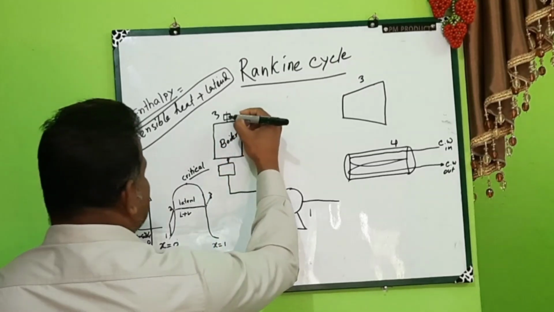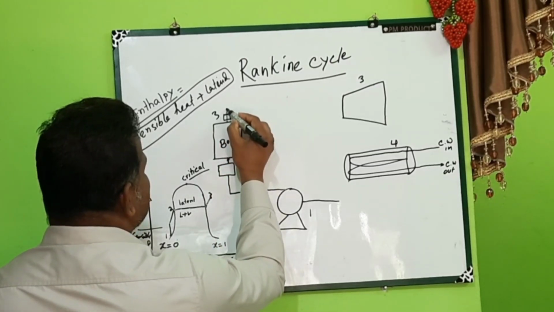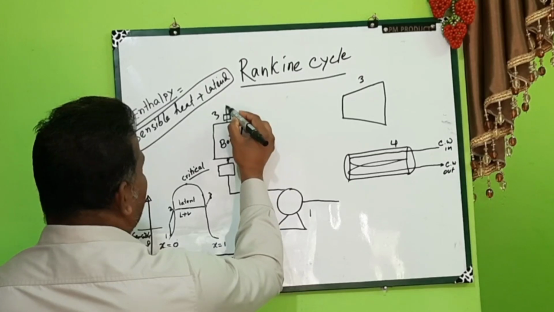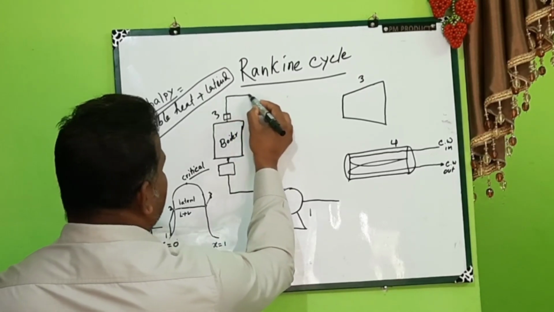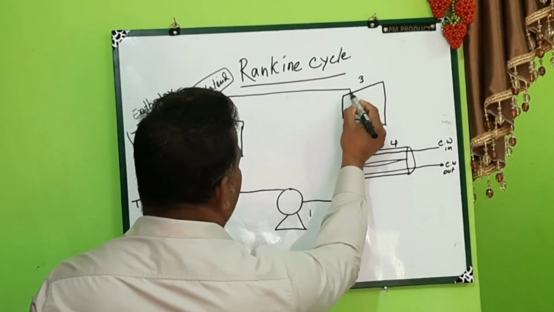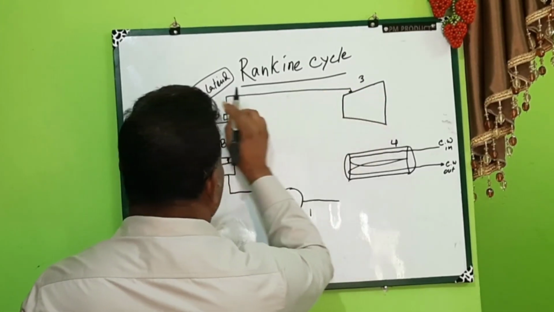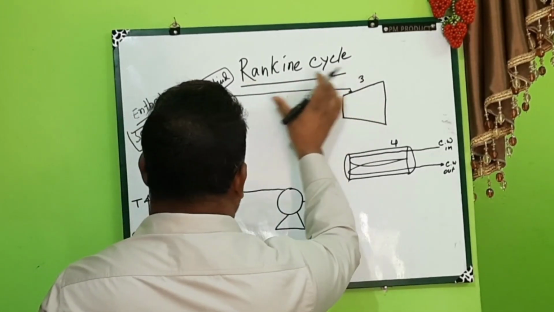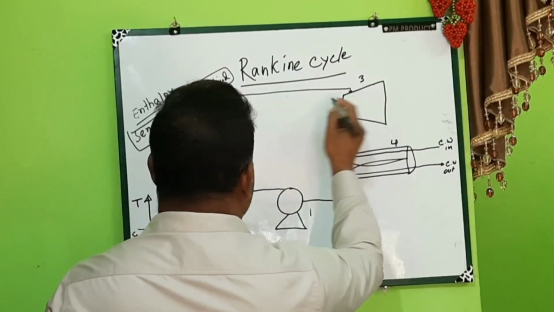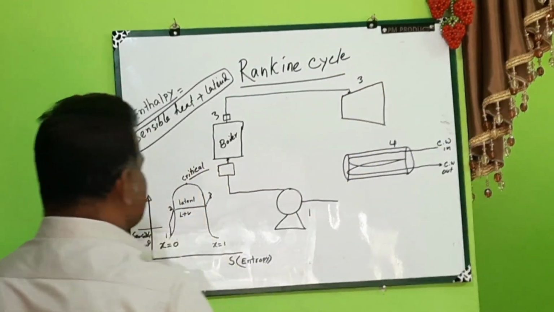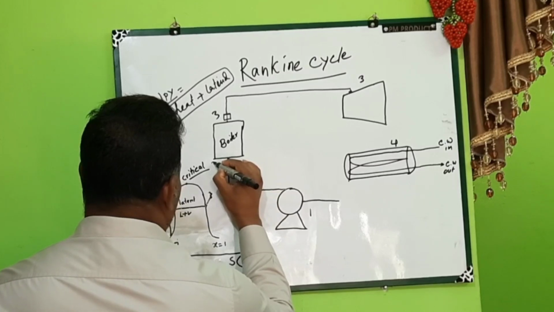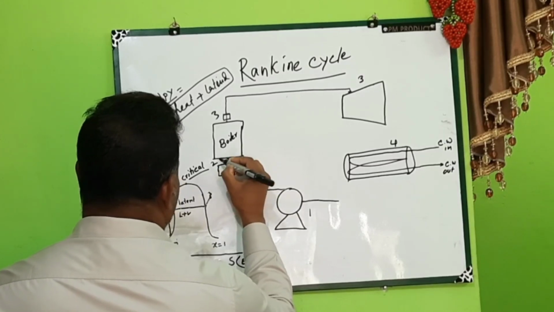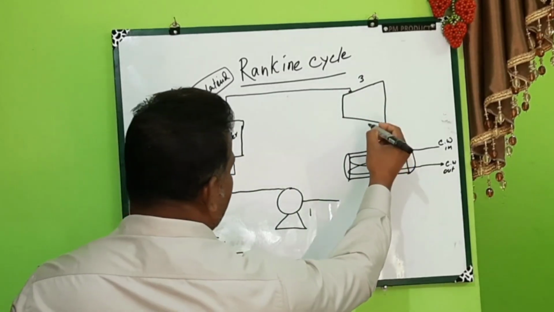After passing this superheater, this steam will go to the turbine. And from this to this, there is no change in temperature or pressure. That's why this point and this point are the same point. This is 2, this is 3, and this is 4.